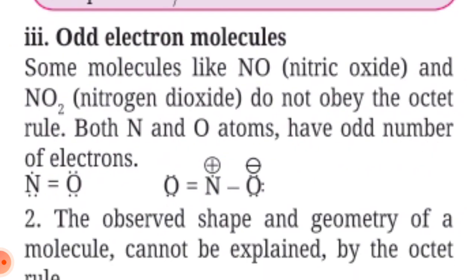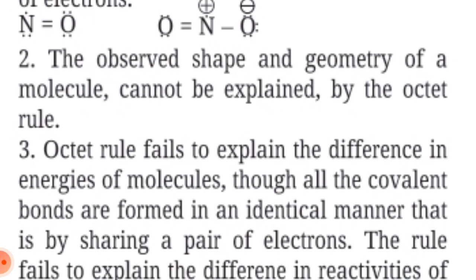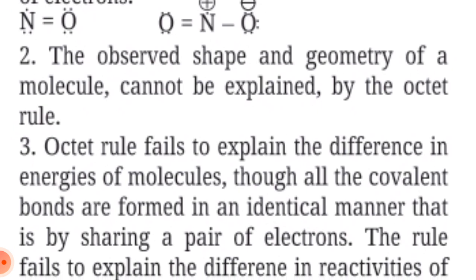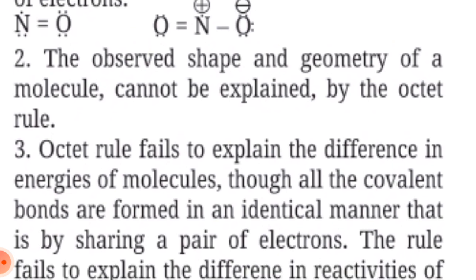Odd electron molecules. Some molecules like nitrogen oxide and nitrogen dioxide do not obey the octet rule. Both nitrogen and oxygen have an odd number of electrons. Nitrogen double bond oxygen. Oxygen double bond nitrogen plus O minus.